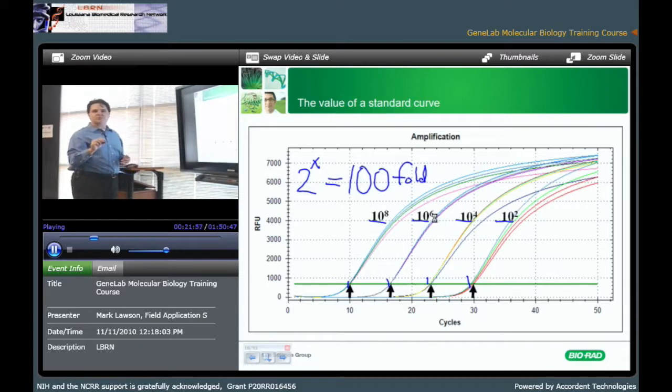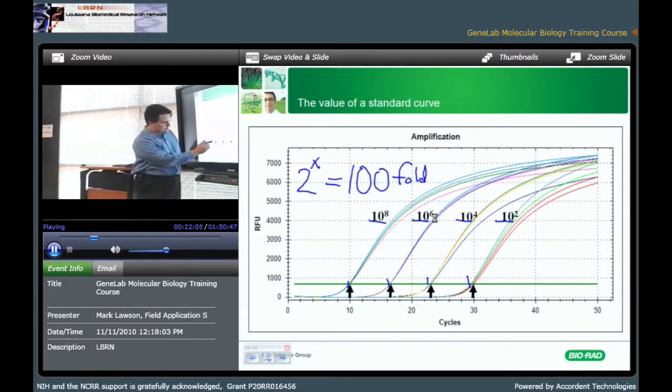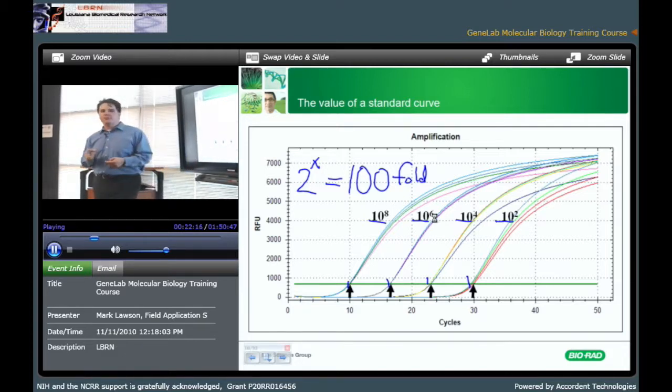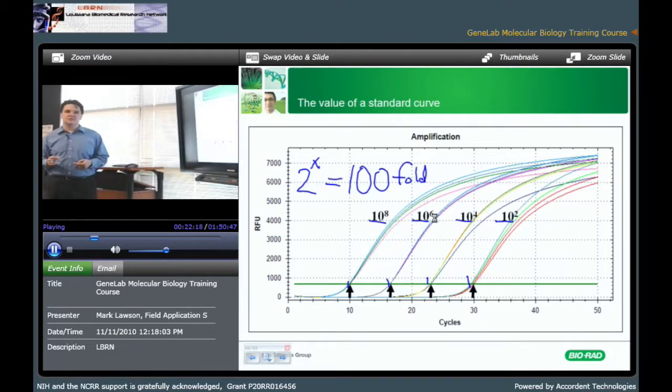These should be 6.6 cycles apart if every cycle is truly a doubling. And in fact, we're at 10, we're at 12, 14, 16 and a bit, 16 and a bit out to about 23, and then 23 out to not quite 30. So we are pretty doggone close to that theoretical doubling.